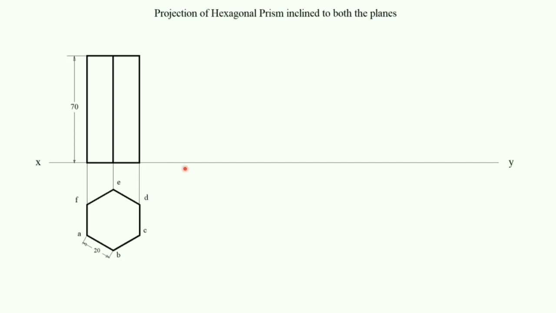Then from this top view you can draw projector lines. These are the projector lines towards the reference line, and then complete the front view. We know that the height of the axis is 70 millimeter. So you will see the front view as a rectangle as shown here. When we look from the front, you can see three edges. When you look from this direction, you can see the edge containing the corner b.